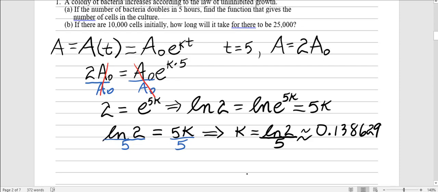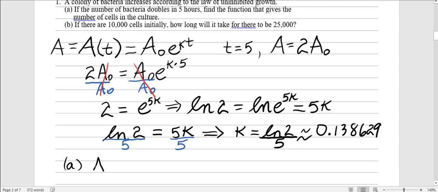And I can just leave it in that form for now if I want. All right, so that allows me to answer part A, which is asking me to give the function that describes this situation, given that the colony of bacteria doubles in 5 hours.